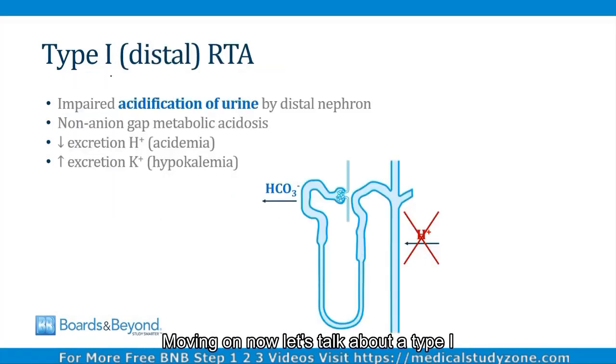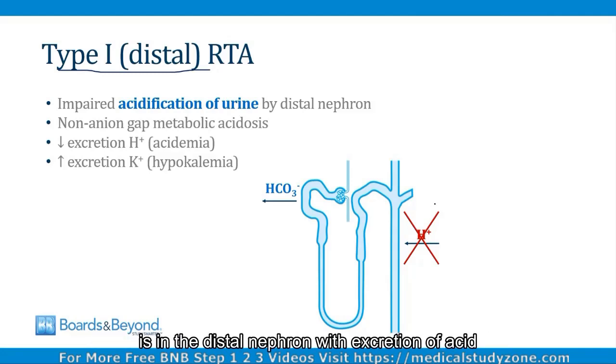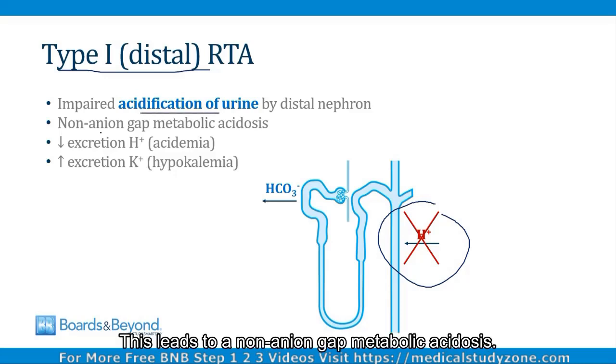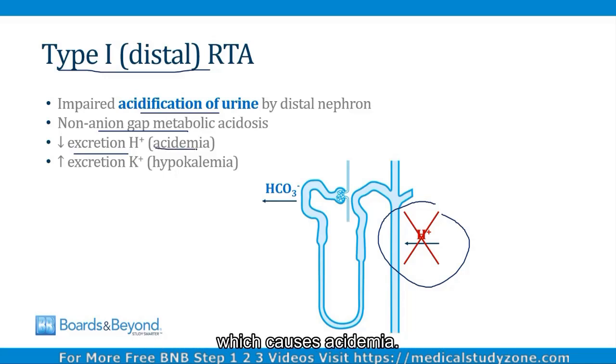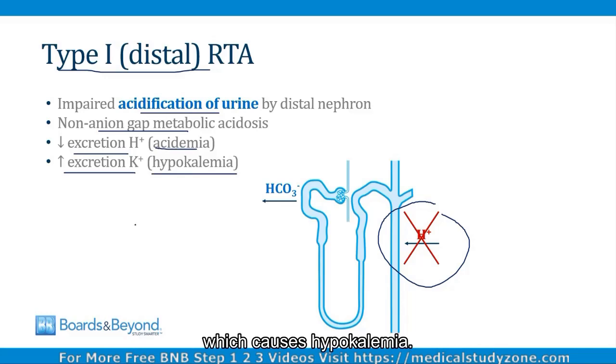Moving on, now let's talk about a type 1 or distal renal tubular acidosis. This type of RTA is called distal because the problem is in the distal nephron with excretion of acid into the collecting duct. So because there's impaired excretion of acid, there's impaired acidification of the urine. This leads to a non-anion gap metabolic acidosis, just like all RTAs. There's decreased excretion of acid, which causes acidemia, and there's an increased excretion of potassium, which causes hypokalemia.